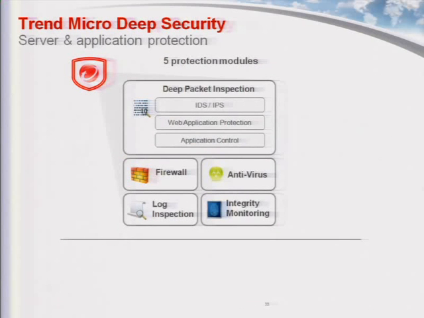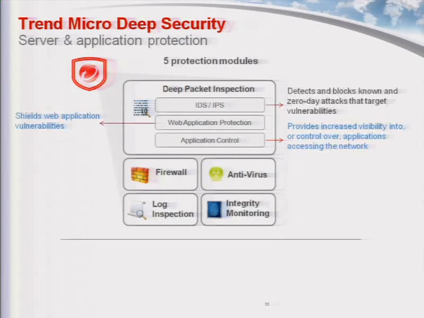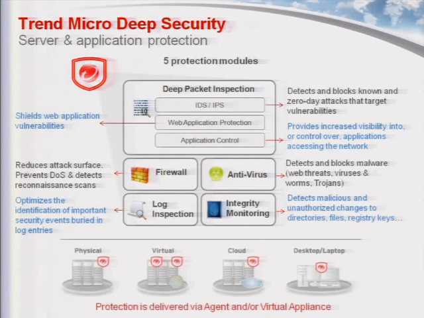The product comes with, as I said, multiple of these modules. What we call the deep packet inspection module comprises of the IDS IPS pieces and the web application protection piece. There's a firewall, the log inspection and integrity monitoring piece already, and the new addition to this equation is the antivirus piece. I won't go into at length and bore you with what each of these components do. If folks have interest, I'm happy to explain that offline.